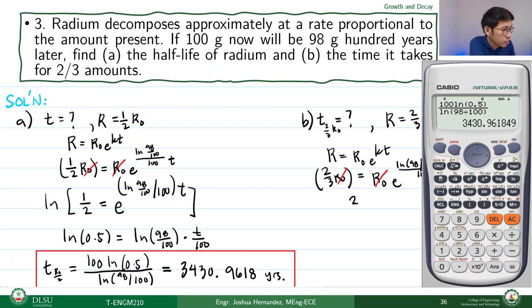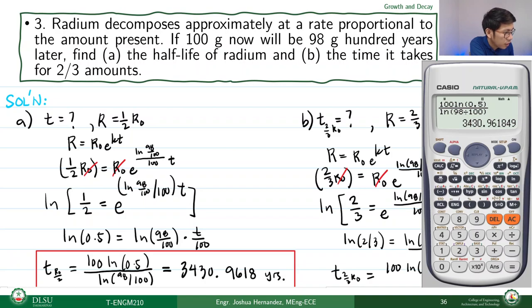And we're left with two-thirds equals e raised to ln 98 over 100 times t. So if we ln both sides, makakuha tayo ng ln two-thirds equals ln 98 over 100 times t. So therefore t, two-thirds R0, is equivalent to 100 ln two-thirds all over ln 98 over 100.